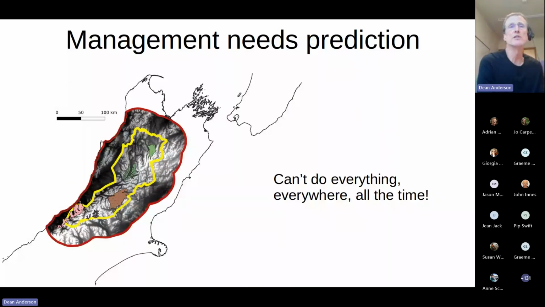Just following on from Graham's talk, I'm going to talk a bit about abundance indices and relating those to density, and how they're important, because management needs prediction, as Graham was just talking about, because we can't do management everywhere all the time.